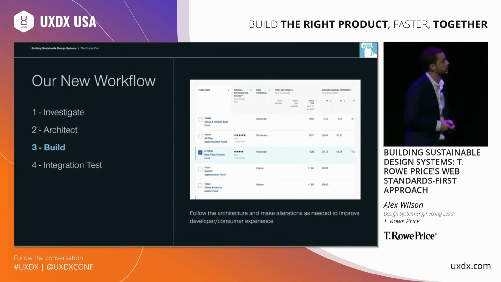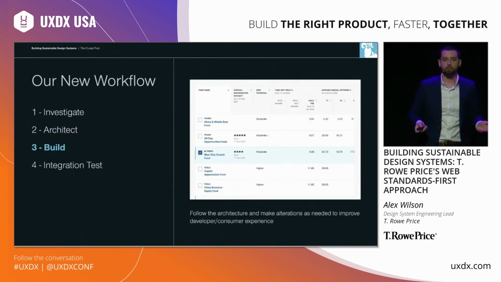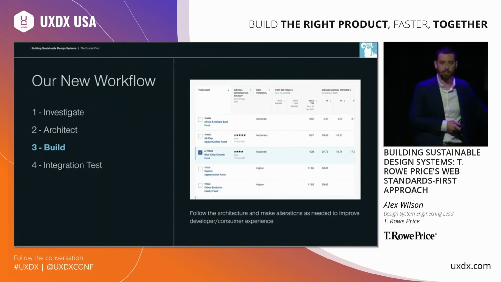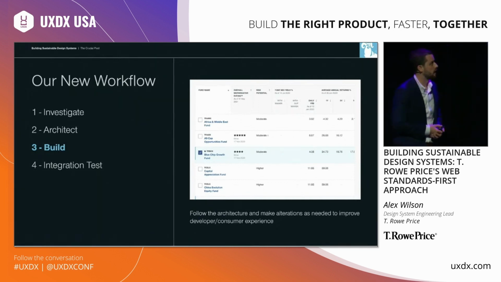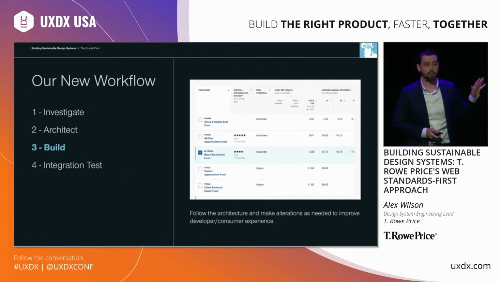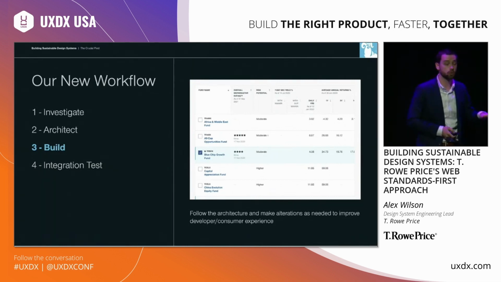Next, we have build. So this step is pretty straightforward. We build the component based on the architecture, but we recognize that changes may come. So if the architecture needs to be changed, we make sure to update that after we build, and then we deploy it. But all of those docs are considered assets of our design system. We put them out there. We're currently using Storybook. We put them in our Storybook and our documentation tool, and then we make them available.